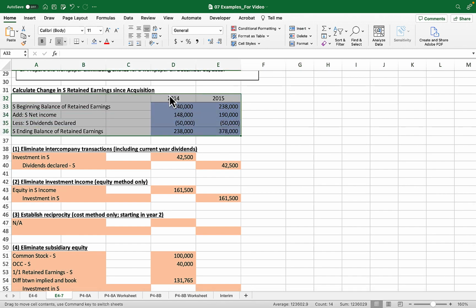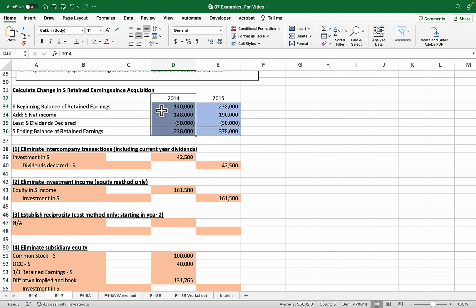So last year we were consolidating 2014. 1/1 retained earnings was 140,000. That happened to be our date of acquisition. So it matches our computation and allocation of differences schedule. But now we're consolidating for 2015. So our beginning balance of retained earnings is instead this number right here. So that's the one that we're going to plug in here because that's the one that needs to be eliminated.